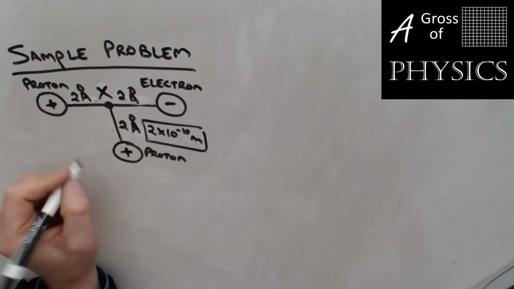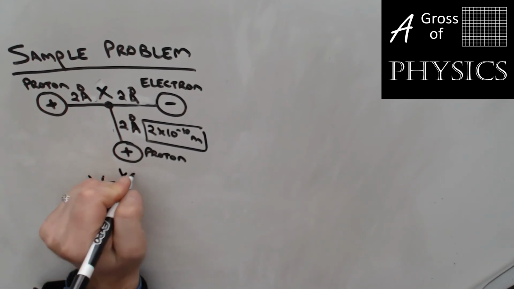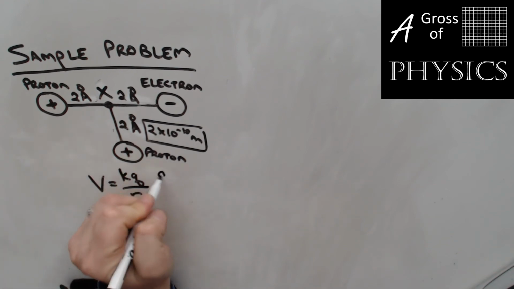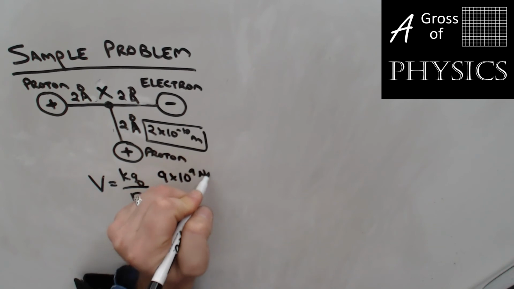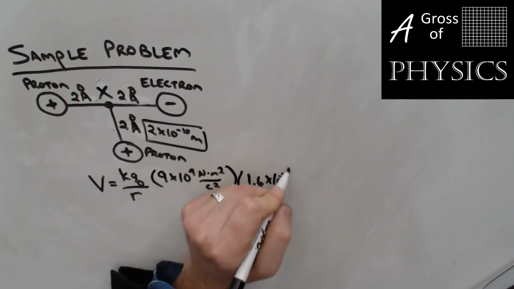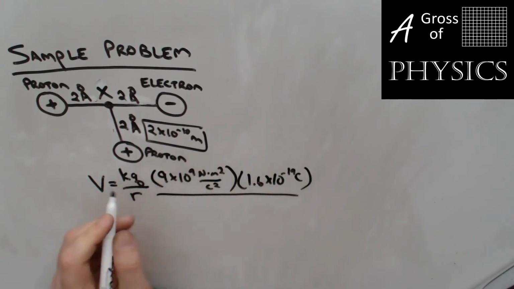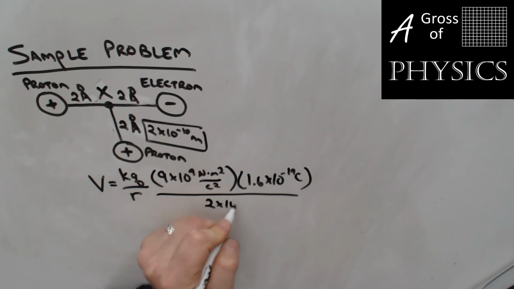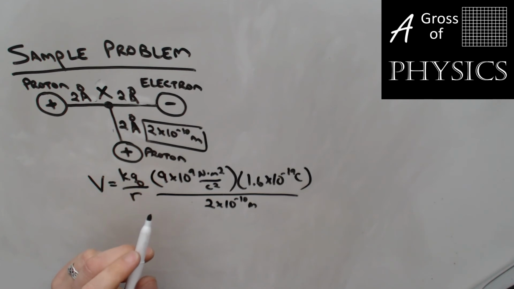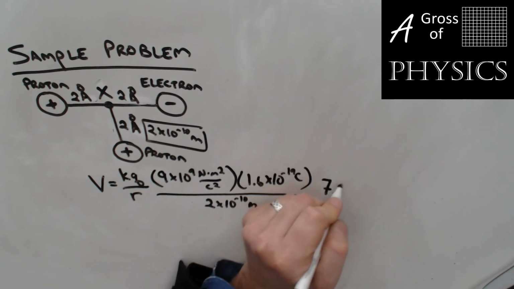Now the new equation we have for electric potential is KQ over R. And all of these have the same value for Q. All of them have the same value for K, 9 times 10 to the 9 newton meter squared over coulomb squared. Q is 1.6 times 10 to the negative 19. And R is 2 times 10 to the negative 10 meters. No squared. So 9e9 times 1.6e negative 19 divided by 2e negative 10. And I'm getting 7.2 volts.